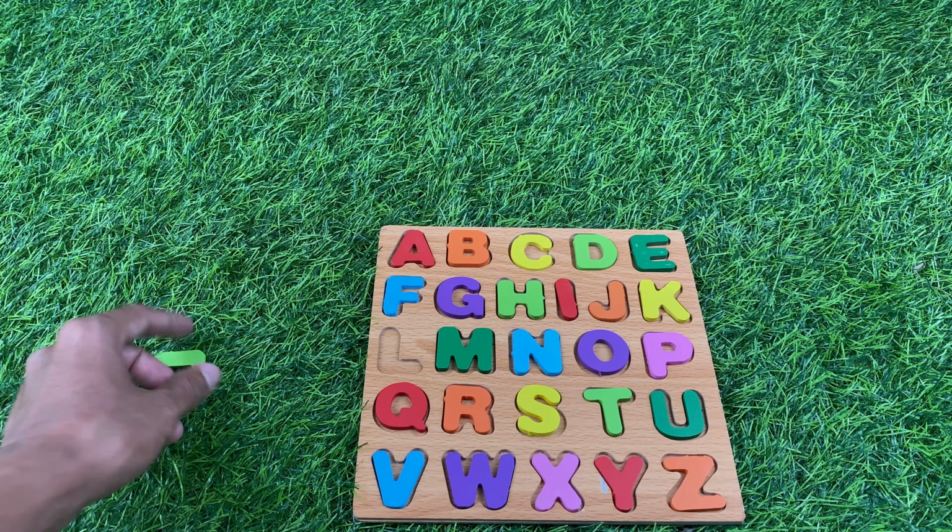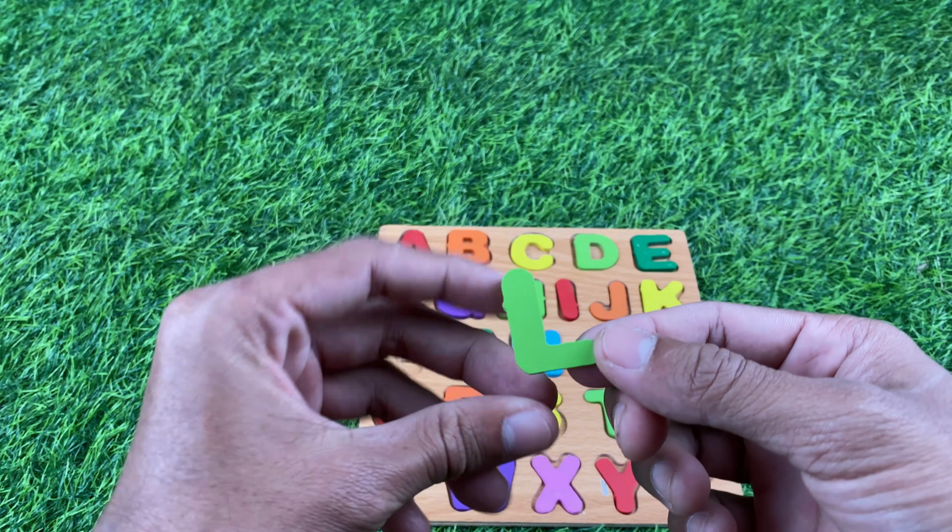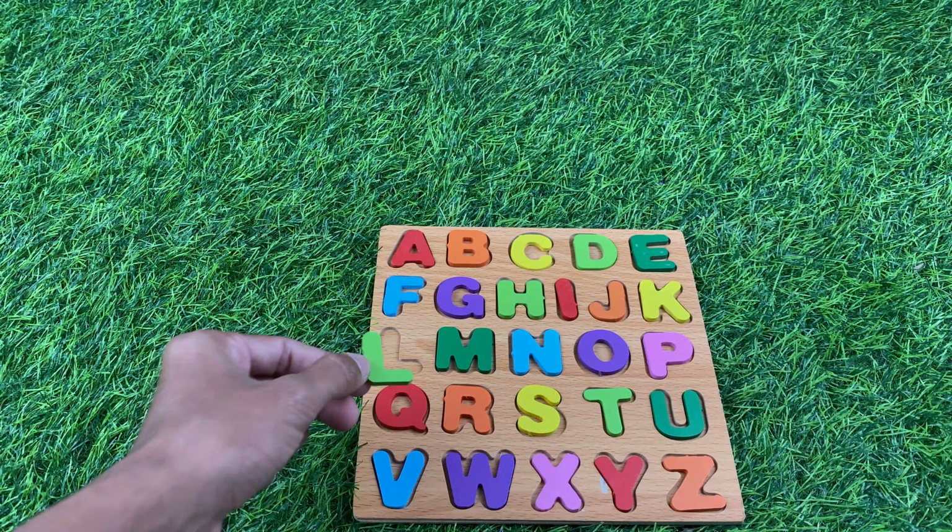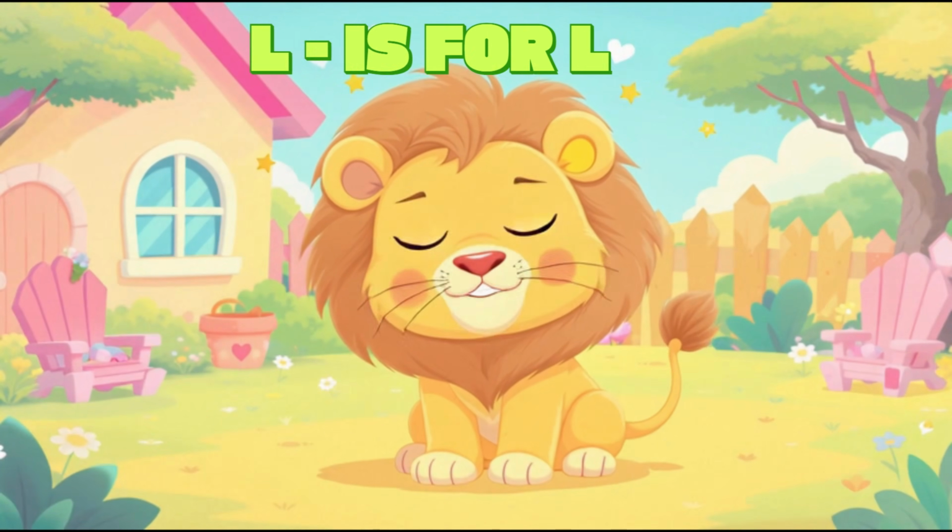A, B, C, D, E, F, G, H, I, J, K, L, M, N, O, P. Q, R, S, T. L is for lion. U, V.